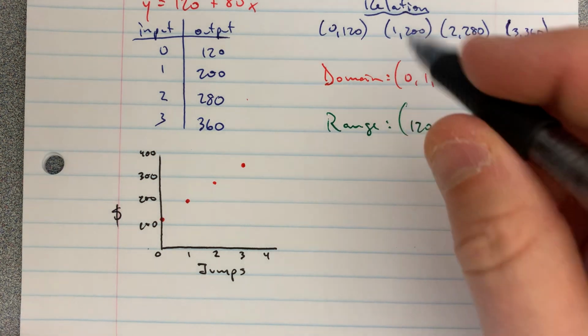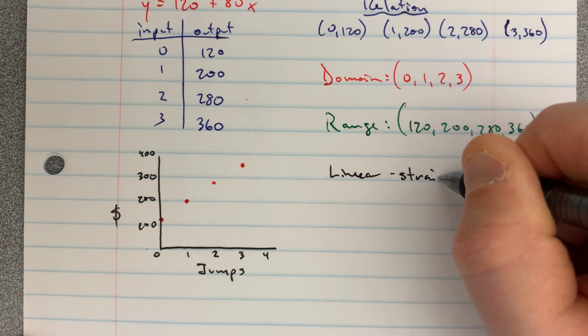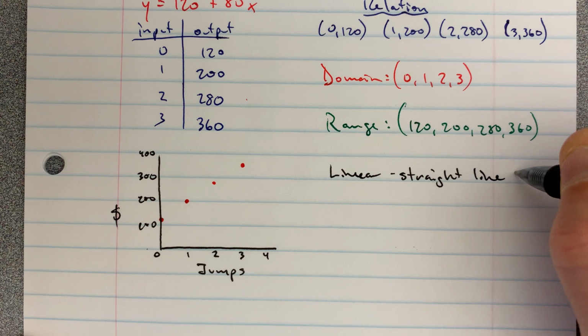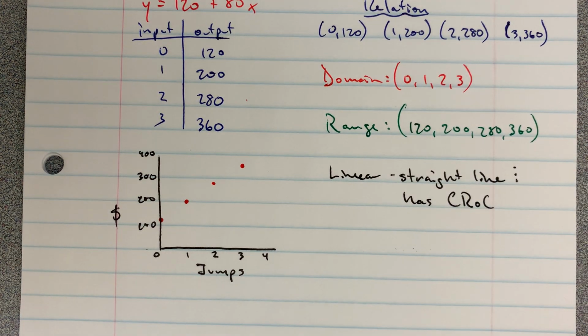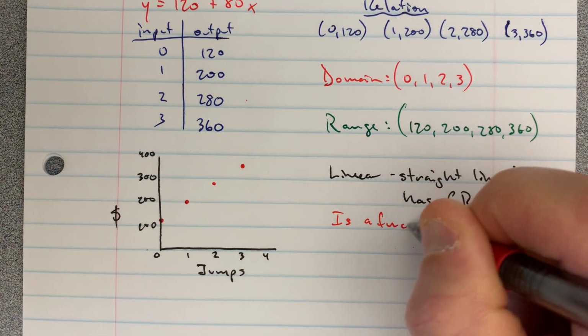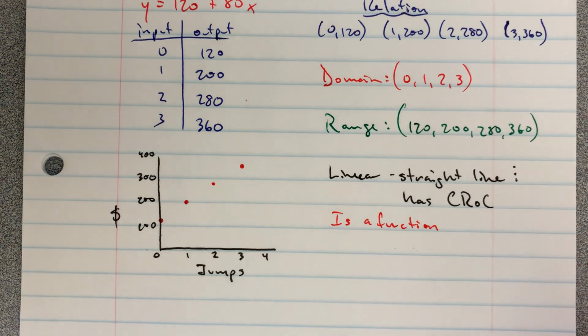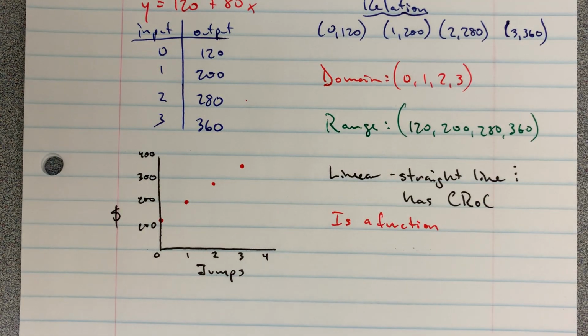This information is linear. It's a straight line on our graph. If I didn't graph this information, I would know it's linear because it has a constant rate of change. It is a function because each input has exactly one output. If I were to do a vertical line test, it would only go through one point at a time, so that would also prove it.